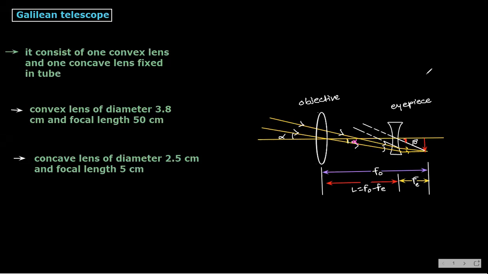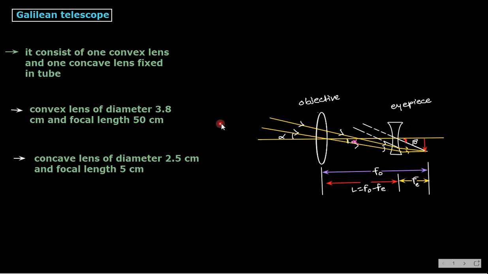So, in today's class, we will finish complete ray optics, right? The next part is the Galilean telescope. This is also a refracting telescope, and you can see it consists of one convex lens and one concave lens. This is the convex lens, this is the concave lens, and this is your eyepiece, meaning from here you are watching, and this is the objective lens, which is near to the object.